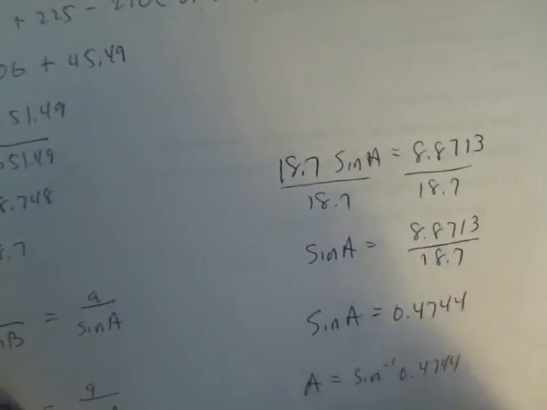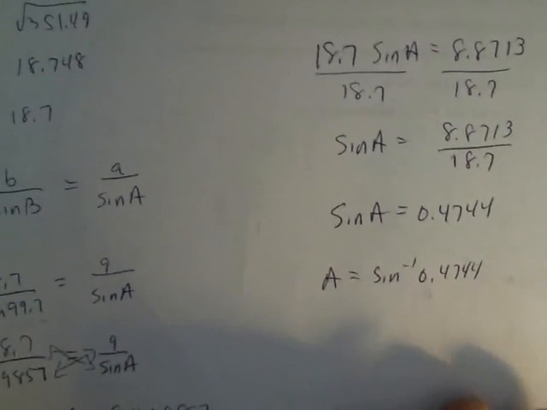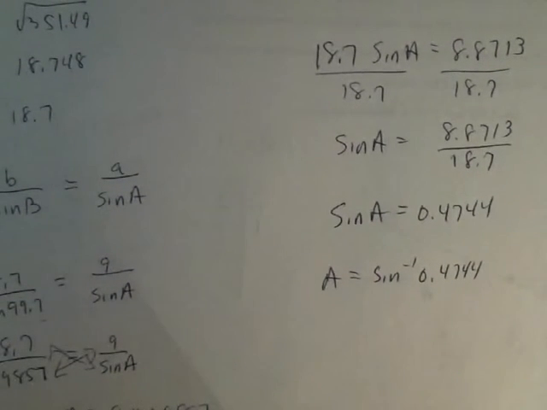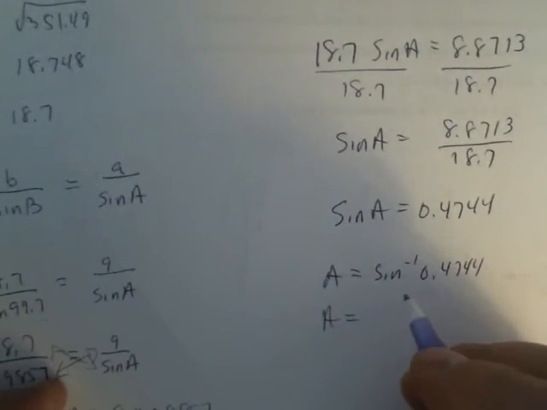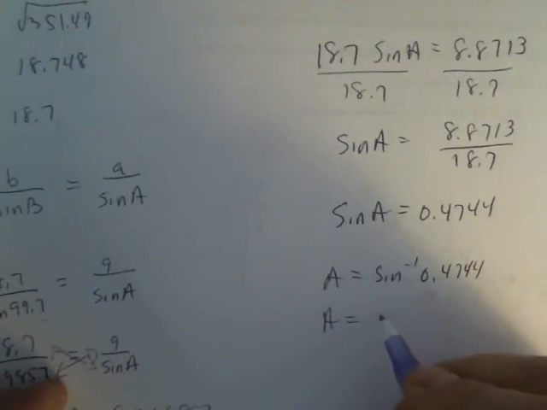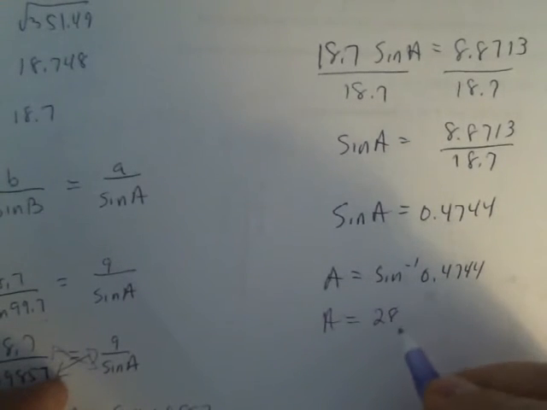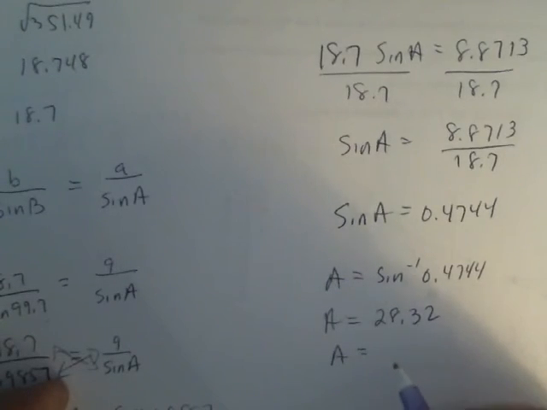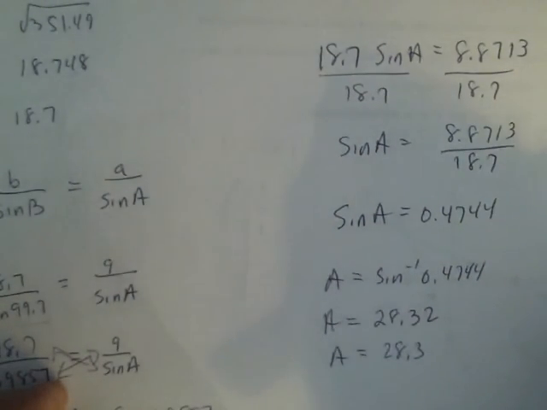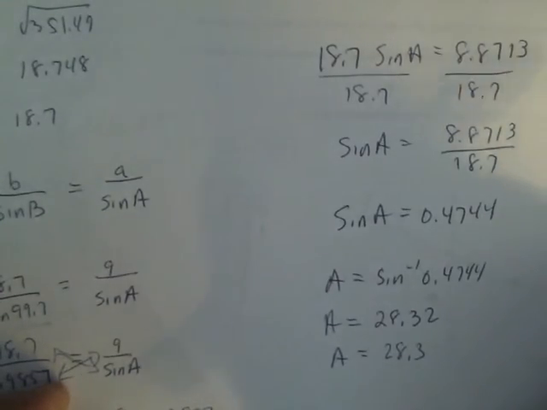So you got to make sure you do that correctly. If you're missing some of these, it could be your calculator. Could be using your calculator wrong. Could be pressing the wrong button. So when I do that, A is 28.32. And since B was rounded to the tenth place, I'm assuming A will be rounded to the tenth place, which is 28.3 degrees.